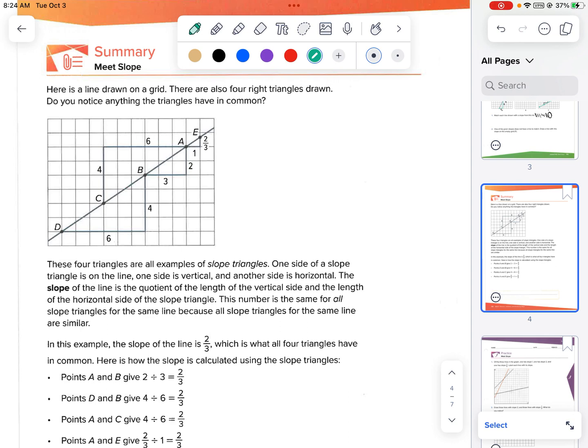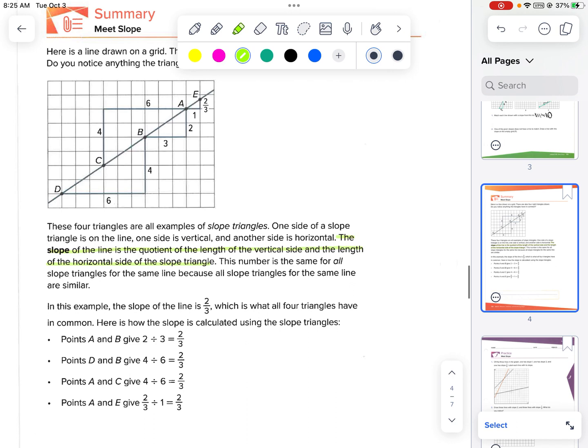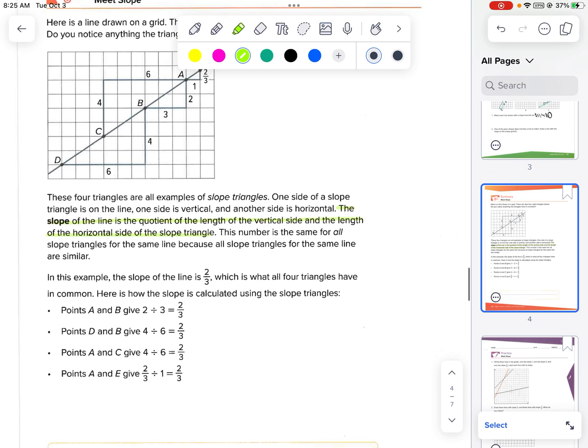The slope of the line, so let's underline or highlight this, is the quotient of the length of the vertical side and the length of the horizontal side in one of the slope triangles. This number is the same for all slope triangles on this line. In this example, the slope of the line is 2/3, which is what all 4 triangles have in common. Here's how the slope would be calculated for each triangle.